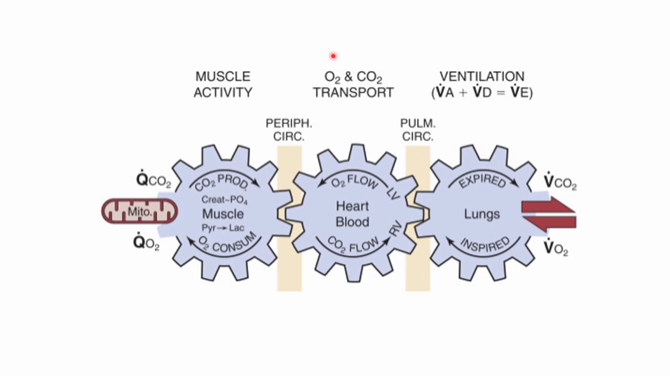In the middle we have oxygen and carbon dioxide transport, and on the left hand side we have the muscle activity in the mitochondria. And if we follow the path of oxygen being inspired in the lungs, making its way through the pulmonary circulation, through the heart and the blood to the peripheral circulation, where it then makes its way into the muscle and eventually into the mitochondria, where it helps, in addition to a substrate, produce ATP. Carbon dioxide is then produced and works its way backwards through the circulation to be exhaled as carbon dioxide.